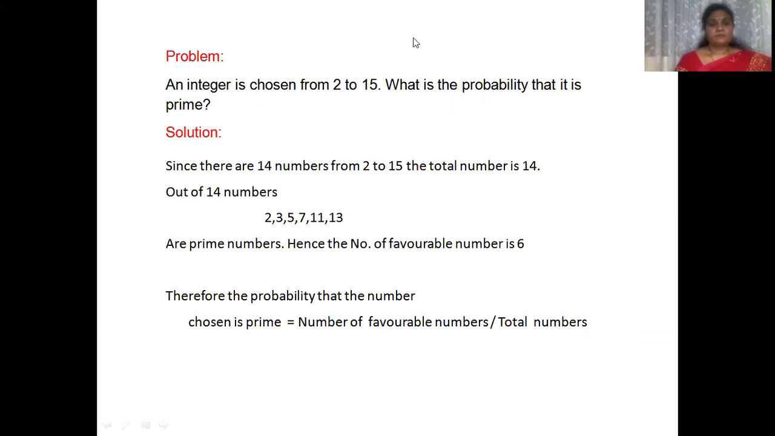Next problem. An integer is chosen from 2 to 15. What is the probability that it is prime? Since there are 14 numbers from 2 to 15, the total number is 14. Out of 14 numbers, 2, 3, 5, 7, 11, 13 are prime numbers. So the number of prime numbers is equal to 6. Therefore, the probability that the number chosen is prime is equal to the number of favorable numbers divided by total numbers.